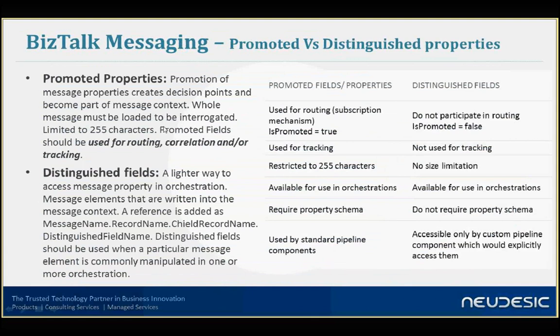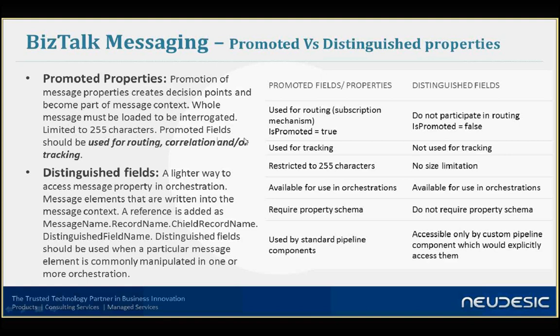Two most important things which I discussed about promoted and distinguished fields or properties. So, promoted properties. Promotion of a message property creates decision points and becomes part of the message context. The whole message must be loaded to be inspected so that the process can find which properties are promoted, which is a pain. And a message property should be limited to 255 characters.